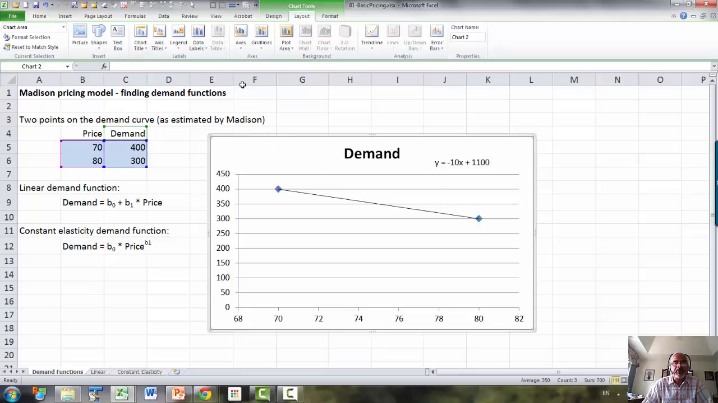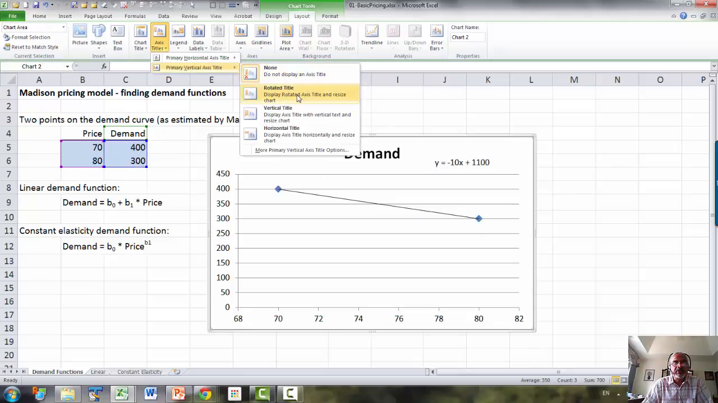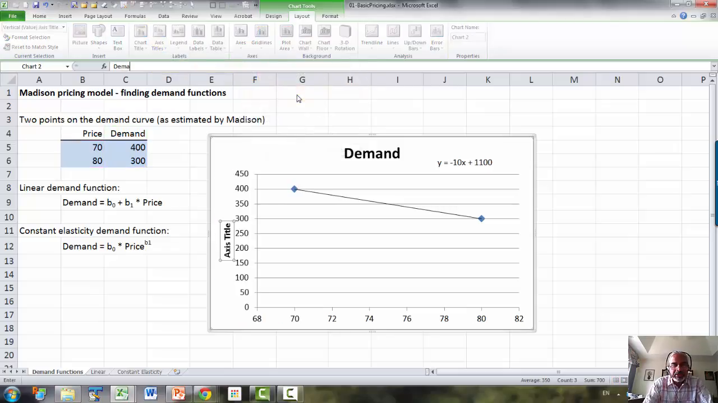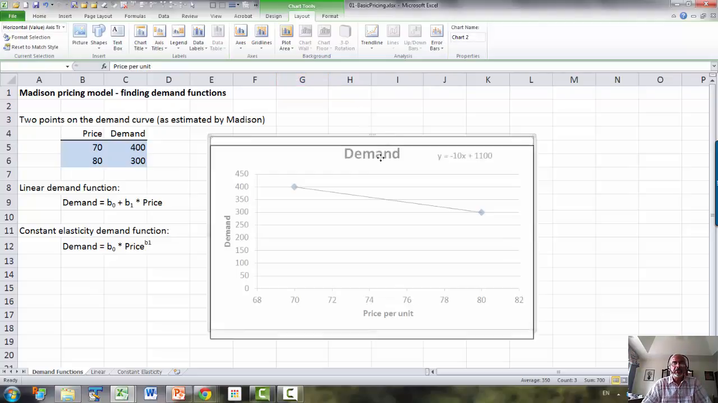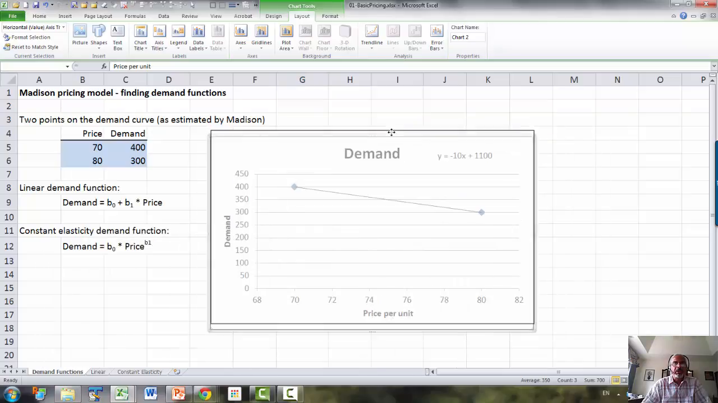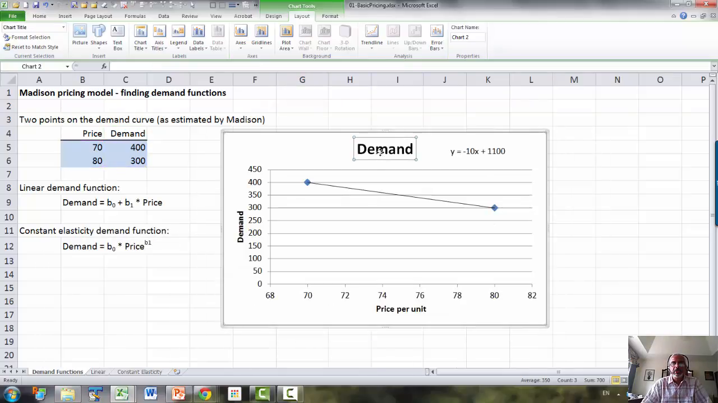Let's also put some titles. The vertical axis is demand and the x-axis is price per unit. Let's keep it there, and we'll call this the linear demand function.